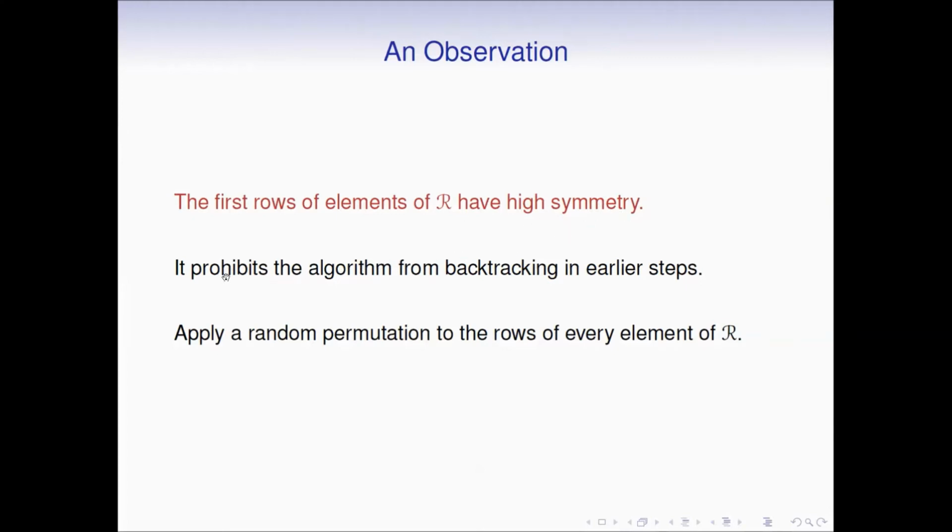This high symmetry prohibits the algorithm from backtracking in earlier steps. It is good to backtrack as early as possible. It saves time for us. To resolve this problem, we applied a random permutation to the rows of every element of R and broke the symmetry. So it helped the algorithm to backtrack earlier, and it made the search computationally possible.